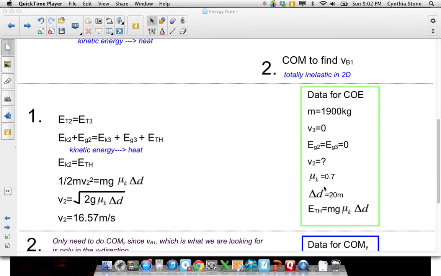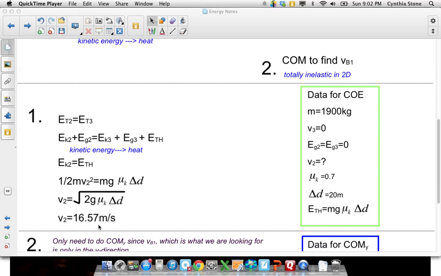I know I want to find the combined speed just after the collision, which is just at the beginning of their sliding, right? And I know E thermal is that. I know mu K and delta D, all those things, right? So it's pretty straightforward. Kinetic energy becomes heat, so you just rearrange and solve for V2. So we know that right after the collision, these two cars were traveling at 16.57 meters per second. Okay, that much we know now.